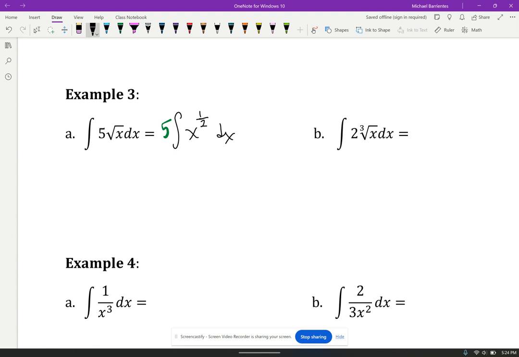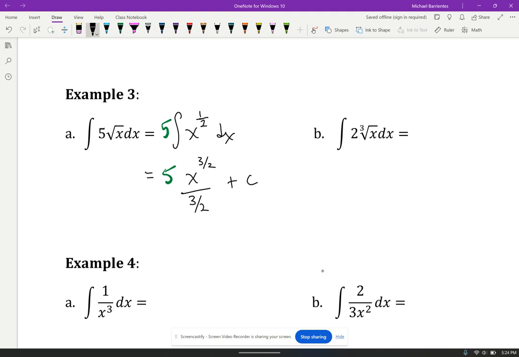So what is the reverse power rule? The reverse power rule says add 1 to the exponent. So that's going to give me 3/2, right? If you add 1/2 plus 1, that's 1.5, which is 3/2. And I'm going to divide by 3/2. Now that looks a little bit funky, but I'm going to stick with it. And then add the constant.